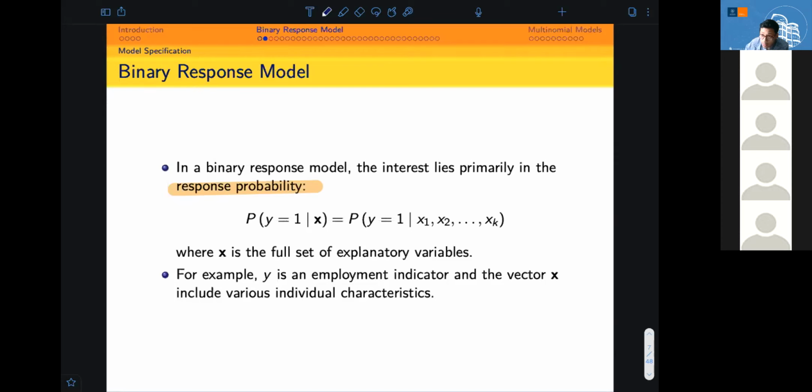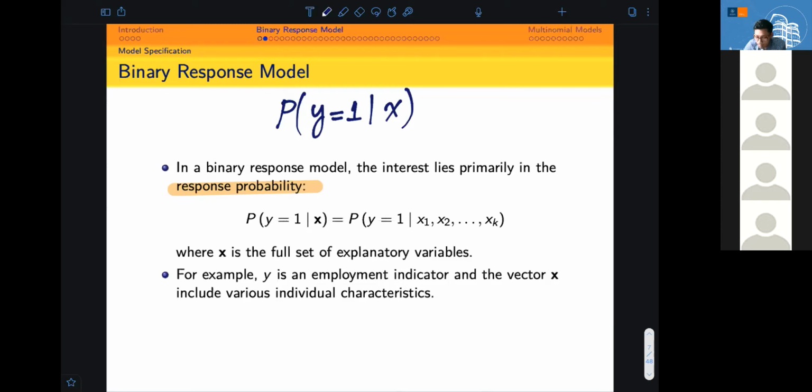Again, you have y, which is a binary variable with just two values, 1 or 0. And then we want to know the response probability: what's the probability that an individual is insured, for example, conditional on some observables. The observables include individual level characteristics, for example, or other aggregate characteristics that could affect the probability of y equals 1. So we can say the probability of an individual being insured, conditional on observables. Or if we're interested in the probability of an individual being unemployed, conditional on some characteristics.